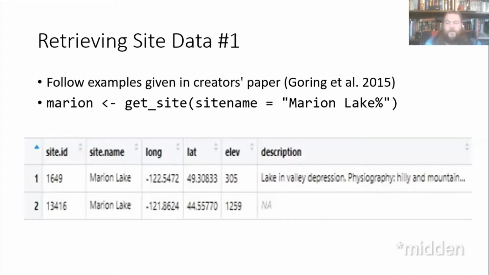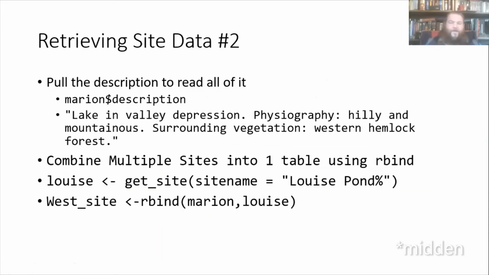So we can use the get site command to download this information on Marion Lake, which is in British Columbia. And you can see it's got an ID, a name, a position, elevation, and a description. And then we can use the base R dollar sign call to bring that description fully out to us, so we can have this more detailed description of the lake. We can also combine multiple data sets into a single data set.